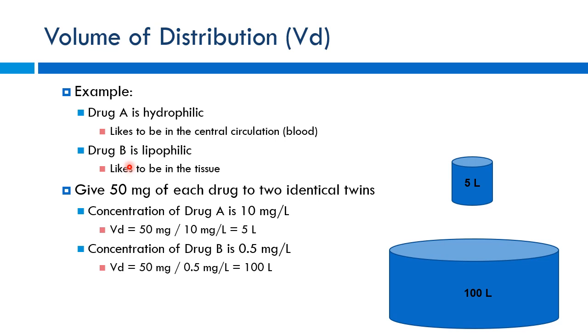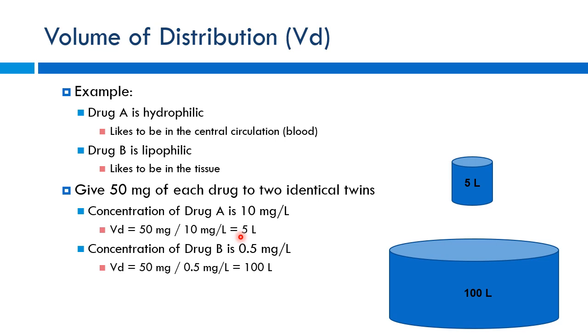Okay, so imagine we have two identical twins. They weigh the same amount. They should have the same distribution and all the same characteristics. I'm going to give drug A to one of them and drug B to the other. Let's look at the actual serum concentrations you would get. In this case, we give 50 milligrams, and the concentration of drug A for this one twin is 10 milligrams per liter. We actually measured the blood, and that was the concentration we got. So by dividing that out, 50 milligrams divided by 10 milligrams per liter, the milligrams cancel out and you get 5 liters. So basically, I have to give that 50 milligrams of drug into a 5-liter bucket to get that same concentration. That's why it's a theoretical sort of number.